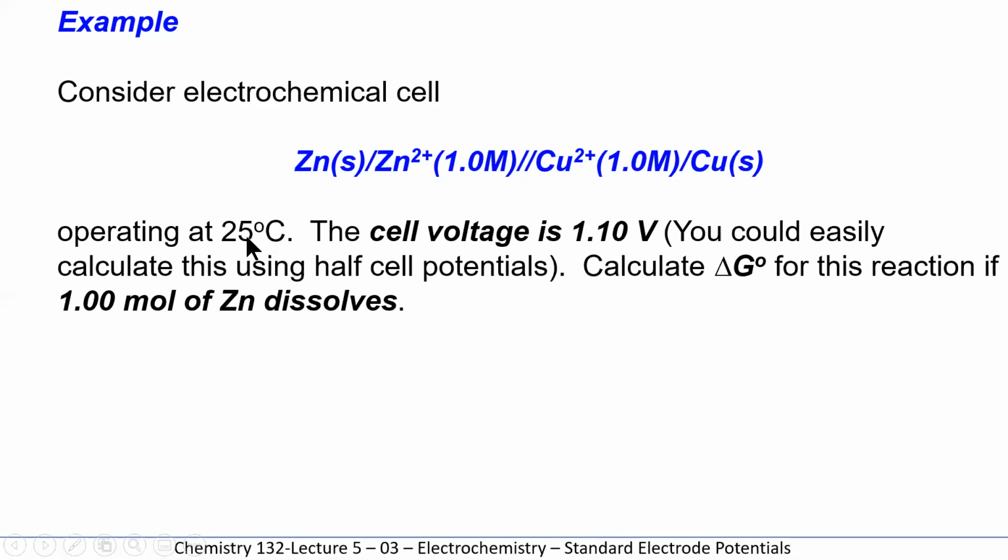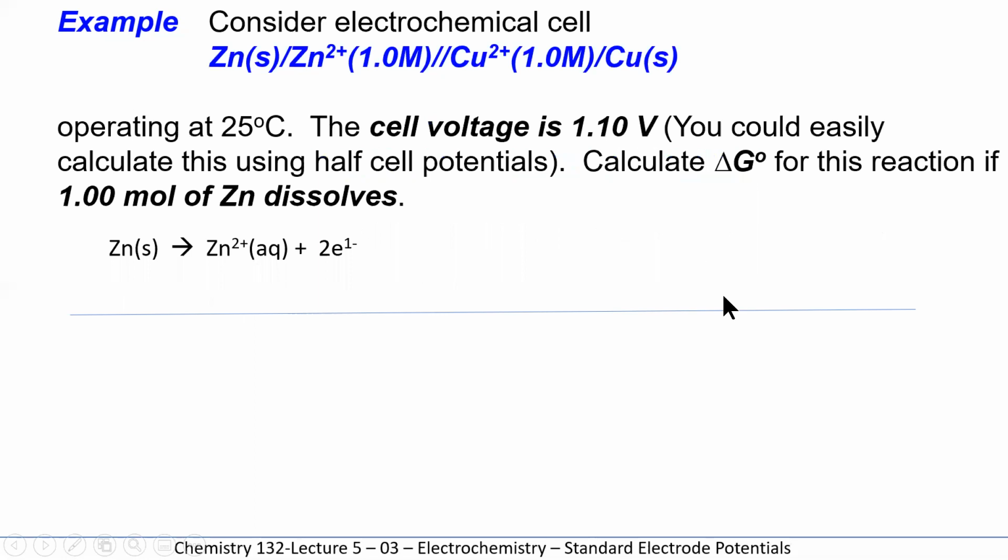Now, because it's under standard conditions, it's operating at 25 degrees Celsius. The cell voltage is 1.1 volts, which you could easily calculate from the half cell voltages of zinc and copper. Zinc ion changing to zinc and copper ion changing to copper. In this case, the copper 2+ has a greater reduction potential than the zinc 2+. So zinc is actually being oxidized, not reduced. It's the copper 2+ ions that will be reduced because they have a stronger pull on electrons. So we are now going to calculate delta G under standard conditions, delta G naught, for this reaction if I dissolve 1 mole of zinc.